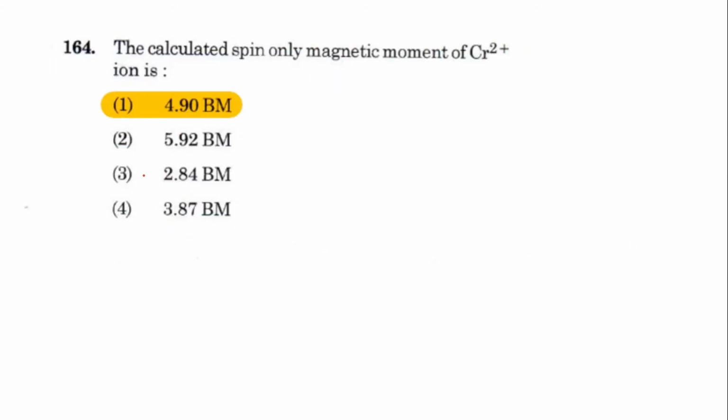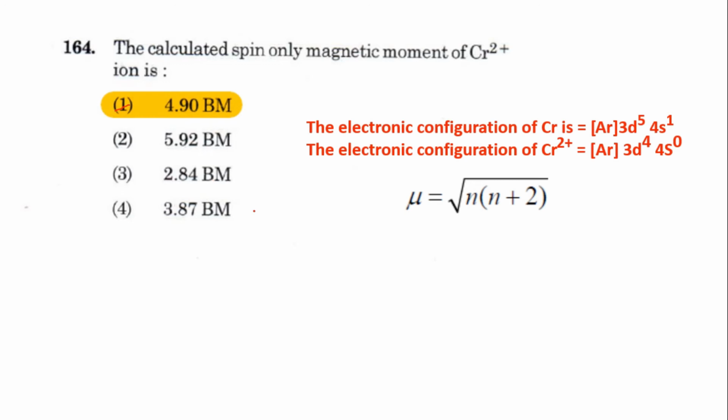Then calculate the spin only magnetic moment of chromium 2 plus ion. So 4.90 is the answer. The electronic configuration of chromium has outermost electrons 3d5 4s1. After losing the electrons, Cr2 plus, we'll get 3d4 4s0. So there are 4 unpaired electrons. So we have the formula to calculate the magnetic moment, mu equal to root of n into n plus 2. So we'll substitute the 4 unpaired value. Finally we'll get 4.90 Bohr magneton. So first option is correct.